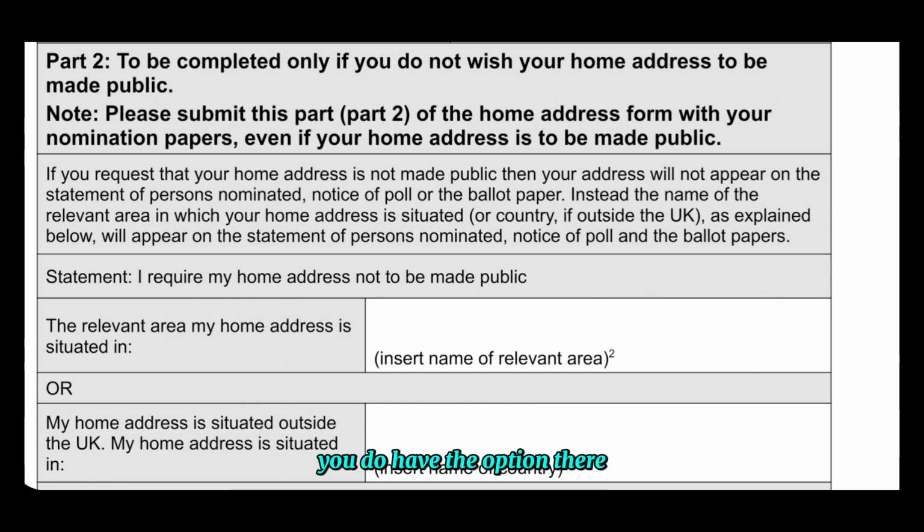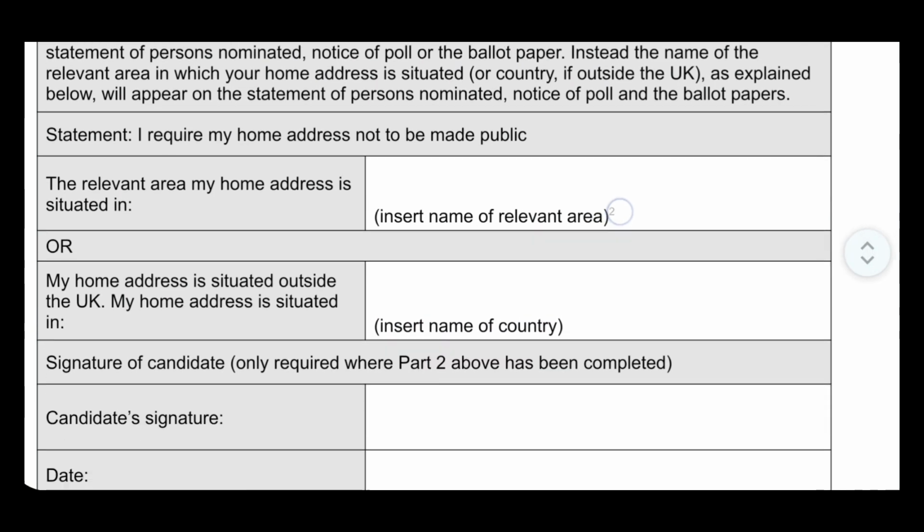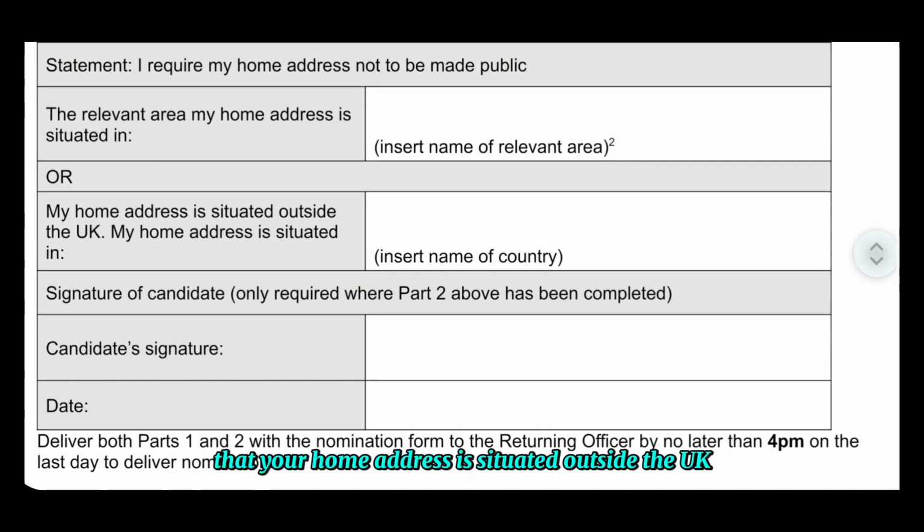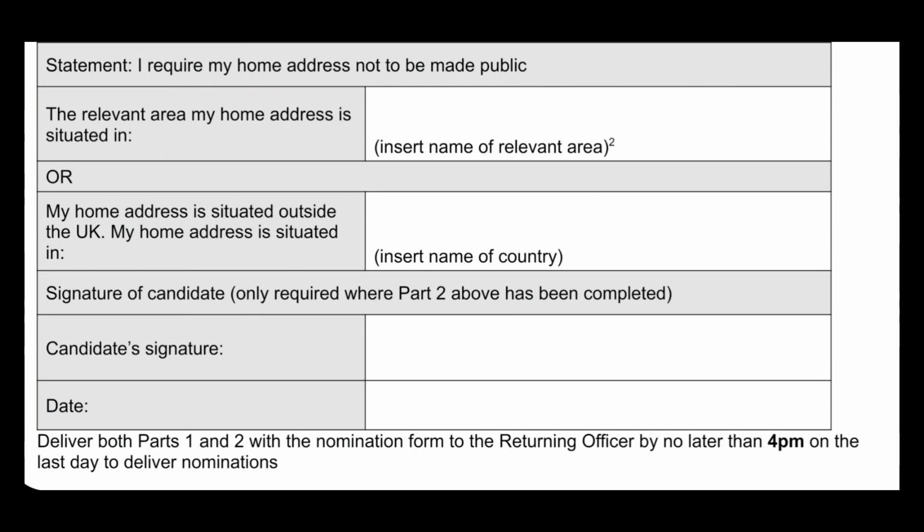You do have the option there, just below that, your home address is situated outside the UK. That's not something I'm particularly au fait with, and I'd seek further guidance on that because I don't know enough about that. It's not something that I'm aware of any of the other candidates having relevance over or experience with. Sorry, that's probably a better way of putting it. And then the candidate, i.e. you, need to sign and date that section.